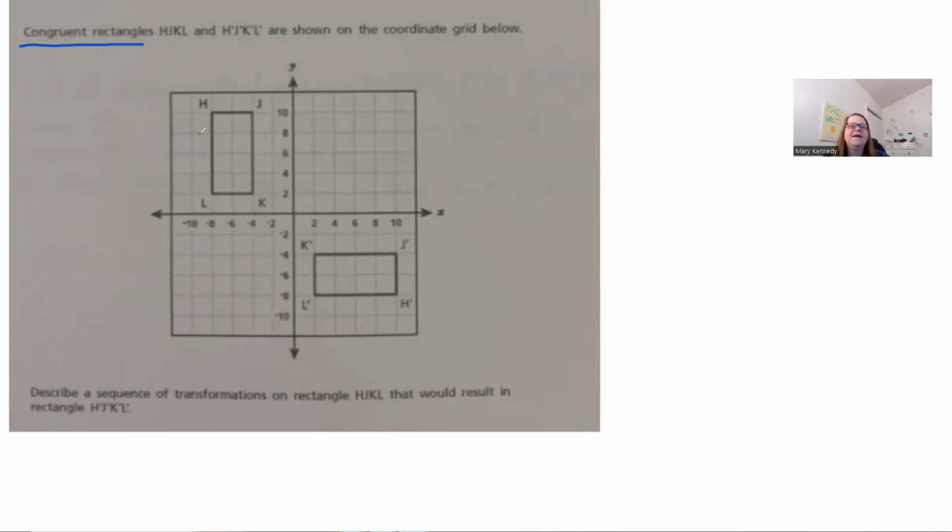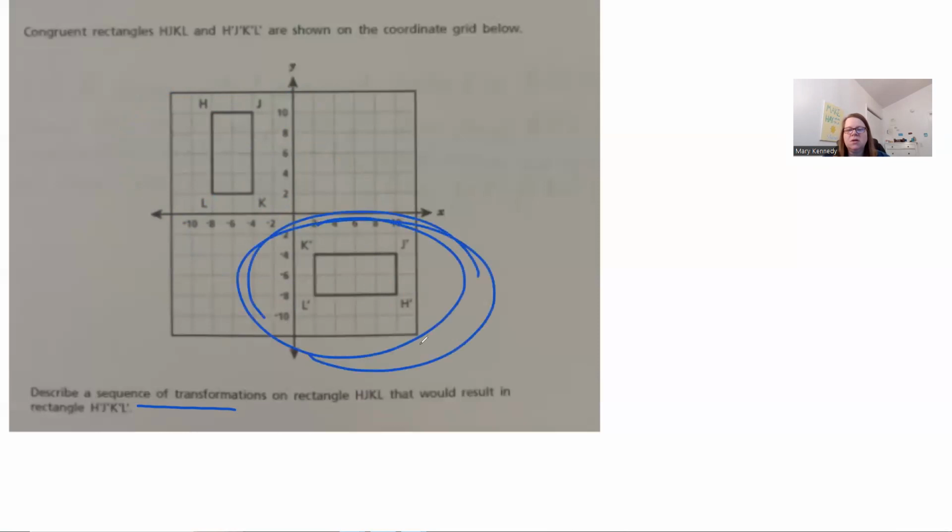So it's still that H, J, K, L, and H prime, J prime, K prime, L prime. So this is the pre-image and this is the image down here. In other words, it started here and it went to here in some way. Something happened there. And it says describe a sequence of transformations that would result in this image. How could you start here and result in something here?